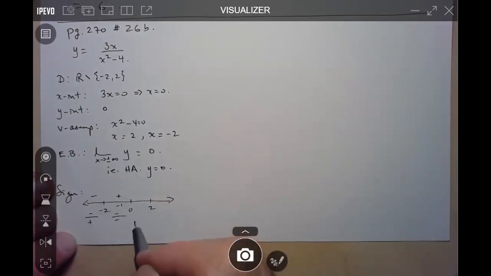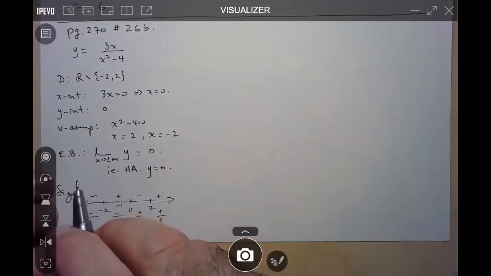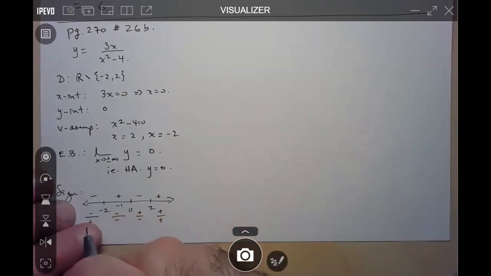Okay, and you see I do this relatively quickly. So let's take 1. Okay, positive in the numerator, 1 minus 4, negative. And then finally, if I take 3, well, it's going to be positive in the numerator, positive in the denominator. So there's my sign. Okay. So this is all the information we can get from the function itself. Now let's take a look at the derivative.